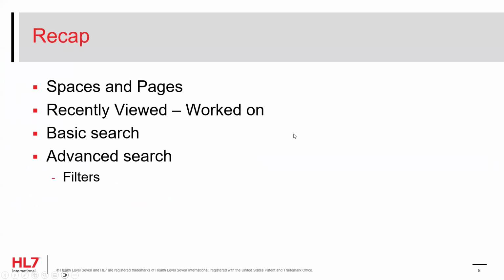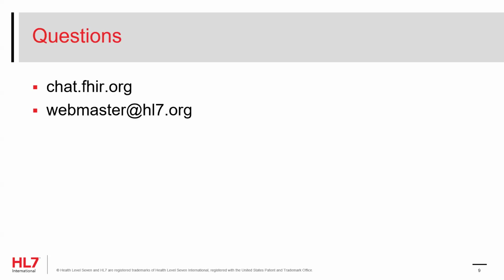So to recap, we went over spaces and pages, how Confluence is firstly broken into spaces and then pages further subdividing that. We went over the recently viewed and recently worked on as a quick way to get to content that you know you've been a part of. We went over the basic searching, the advanced searching, and how to use filters.